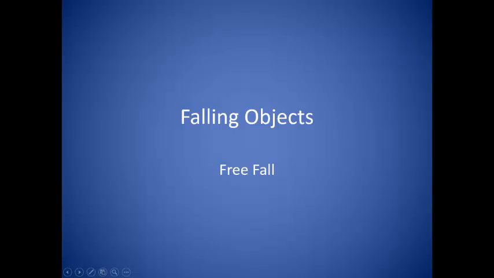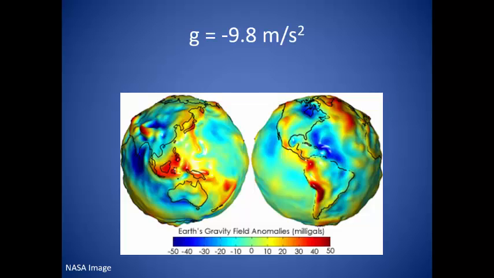One of the most common examples of constant acceleration is what we call free fall. Any object that is allowed to fall towards the Earth will accelerate towards the Earth due to Earth's gravity. Any object that is falling towards the Earth is accelerating at a rate of 9.8 meters per second squared.